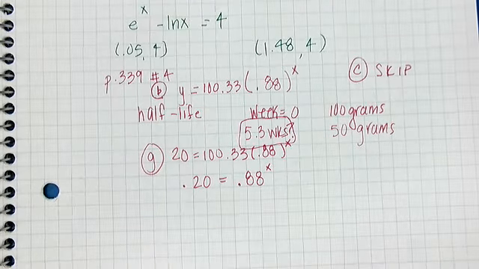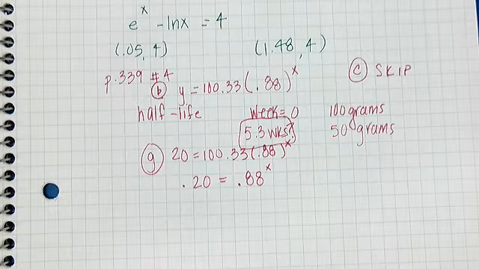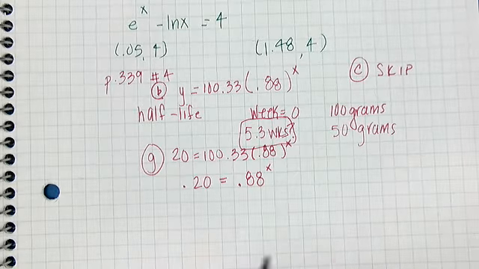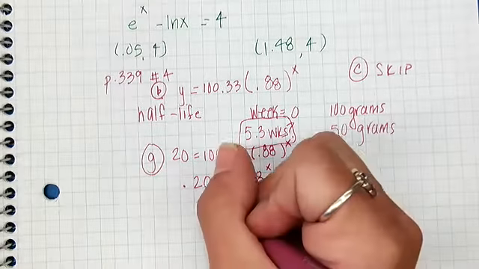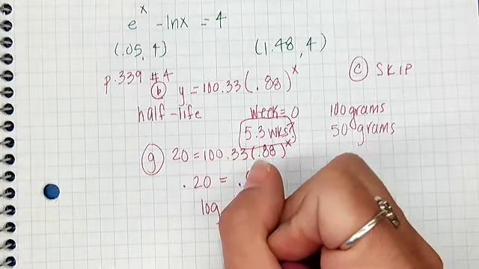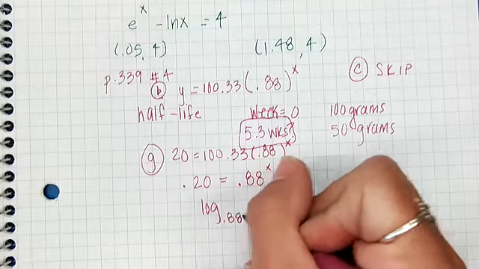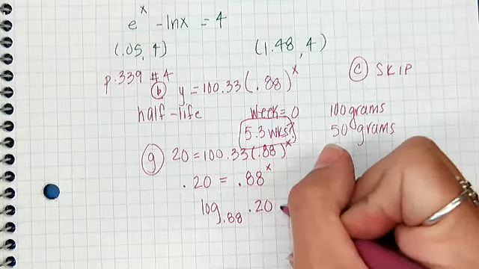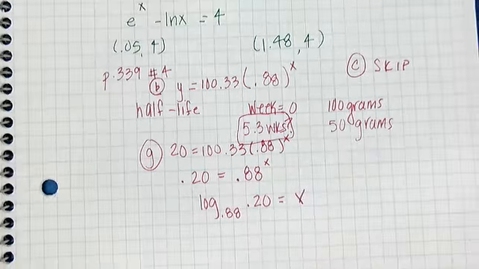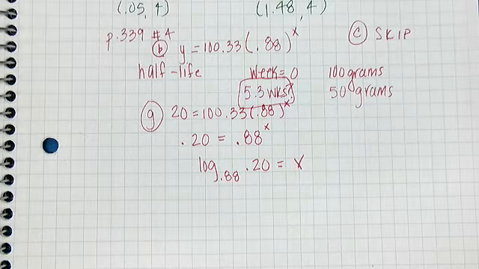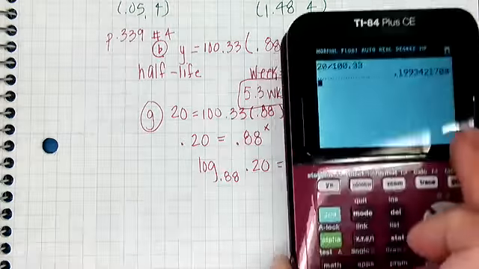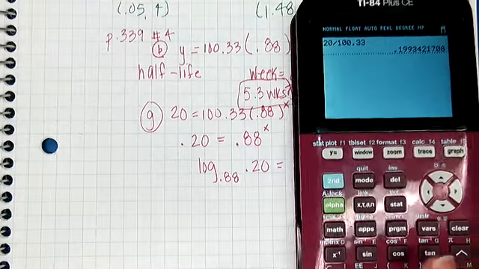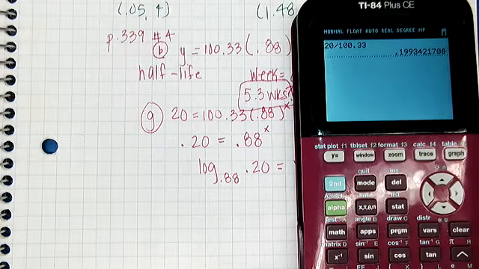So on the calculator, it doesn't appear that they ever intersect. So let's just see what happens. So I'm going to do logs. My base is 0.88. So this is the log base 0.88 of 0.2 equals x. So the calculator is not always going to be our best bet. You can plug this into your calculator, or you can use change of base and then plug it into the calculator.